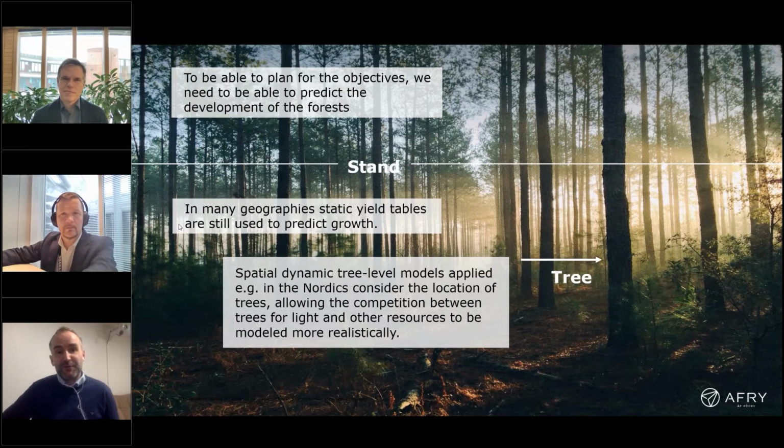When we are looking at different types of models, we are typically talking about stand level models or tree level models. With stand level models and yield tables, the forest growth is predicted at single stand level. But with tree level models, you can predict how each tree in a particular stand will grow and develop over time. These tree level models, and even these spatial models, which take into account the actual locations of the trees, have existed quite a while, especially here in the Nordics. We've had these single tree level spatial models available for a few decades already.